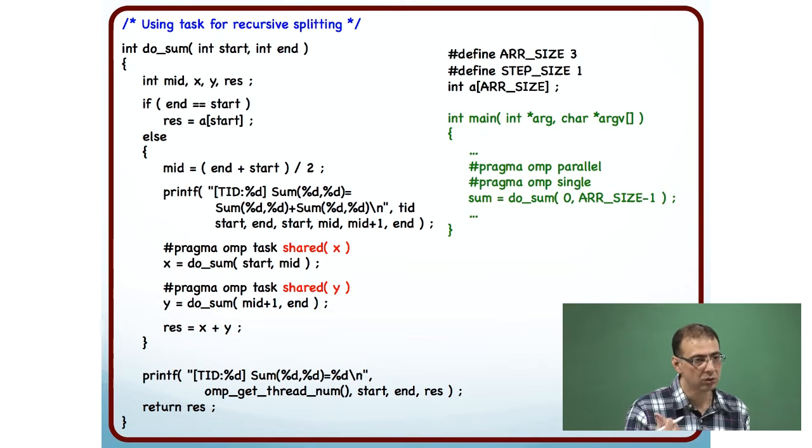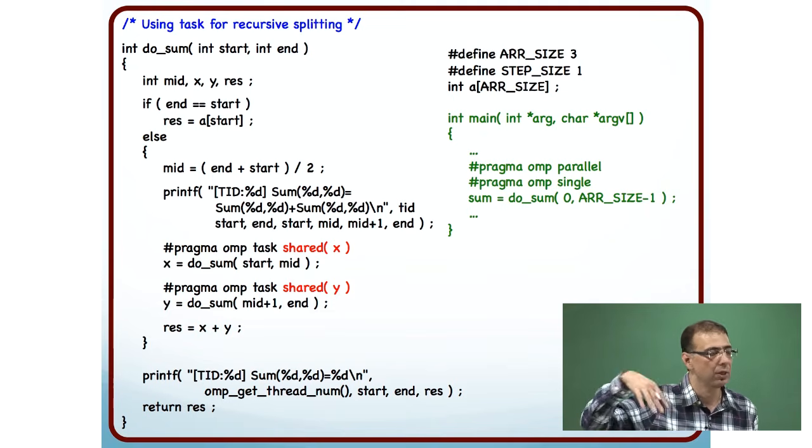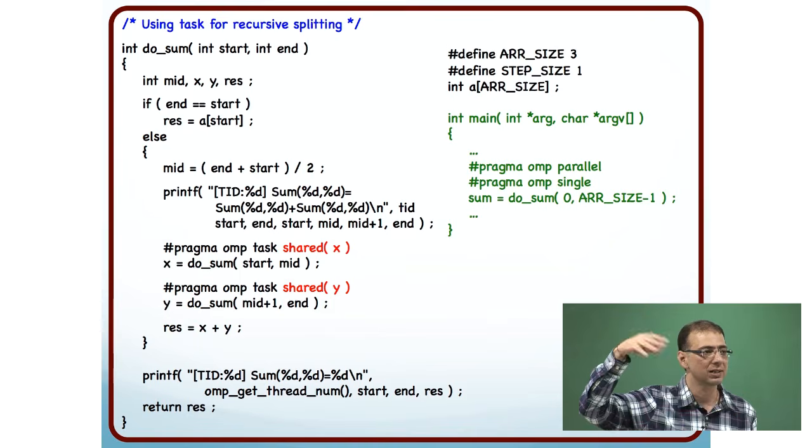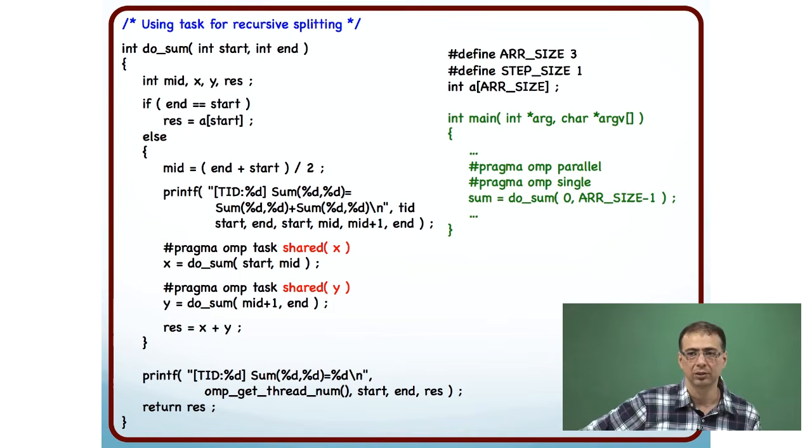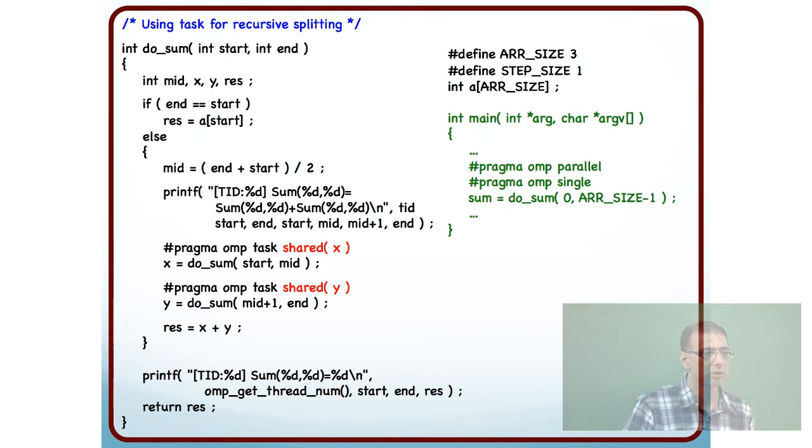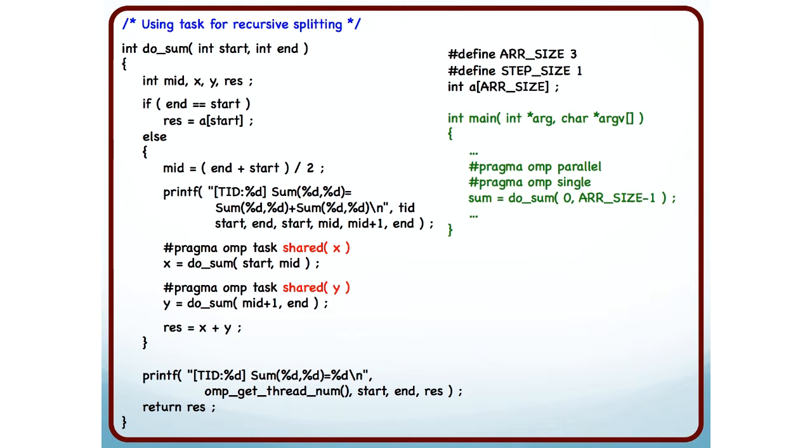This memory location is no longer valid. It may be used by some other function call or something else. Some other data could come on the stack over there, right? So that memory location does not belong to this X and Y anymore. So you have to be very careful when you're using shared inside tasks. Make sure that its scope is valid until the tasks complete.